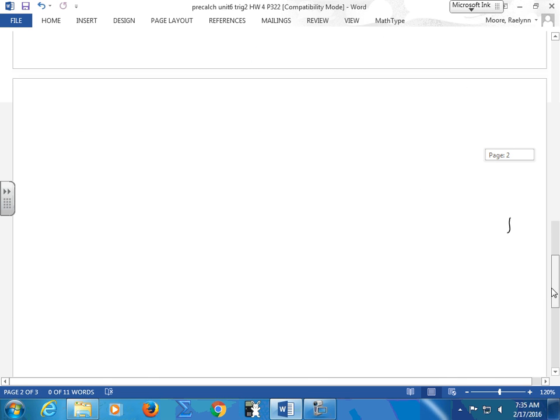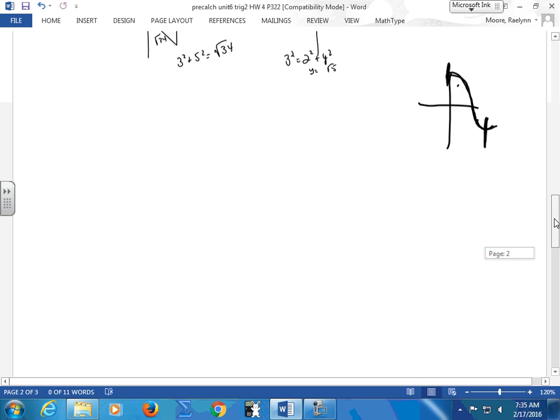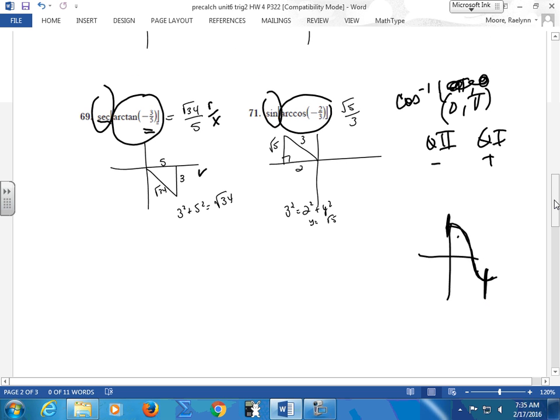Yes? What does the 0 and pi mean, why did you put that? No, the domain goes from 0 to pi of your restricted curve, of your restricted cosine curve. I just wrote it in a little shorthand there.